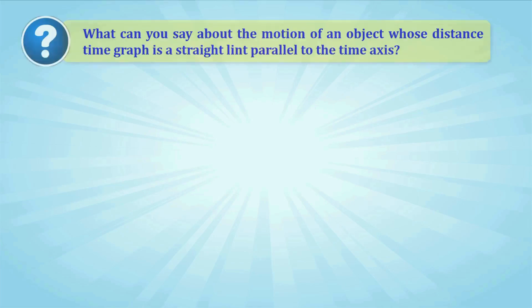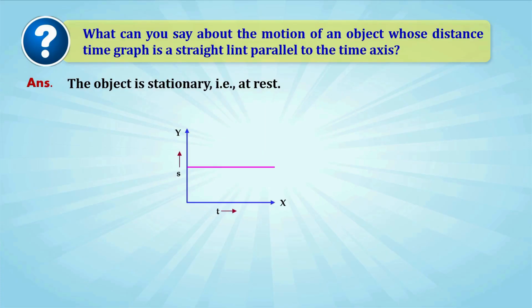Now let us answer this conceptual question based on a distance-time graph. The question asks, what can we say about the motion of an object whose distance-time graph is a straight line parallel to the time axis? To understand this, remember that in a distance-time graph, the slope of the graph represents the speed of the object. If the line is parallel to the time axis, it means the distance remains constant as time passes.